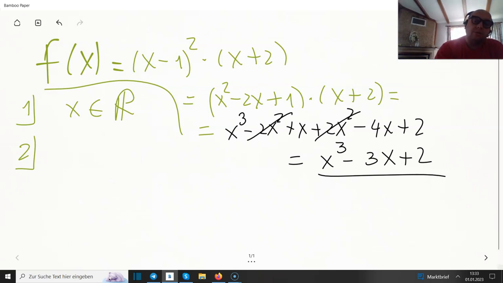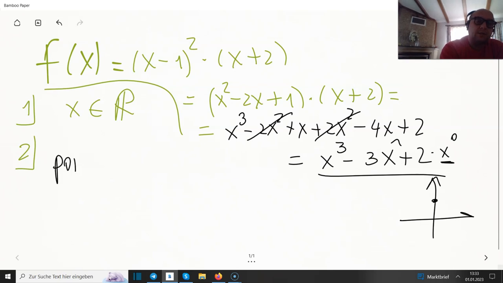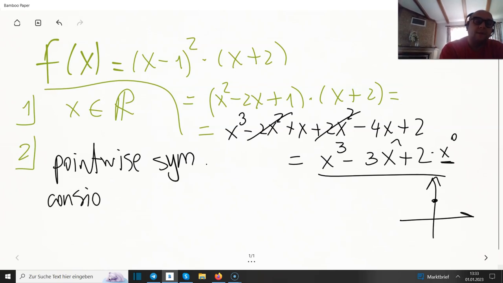Since almost all of the powers are odd, we have here just the constant. So considering the point 0, 2, we're going to have symmetry. It's not so obvious to see, and it's maybe not that helpful in many cases, but let's write it down. So pointwise symmetry considering the point A with coordinates 0, 2.